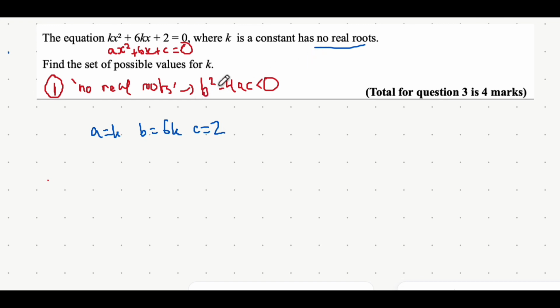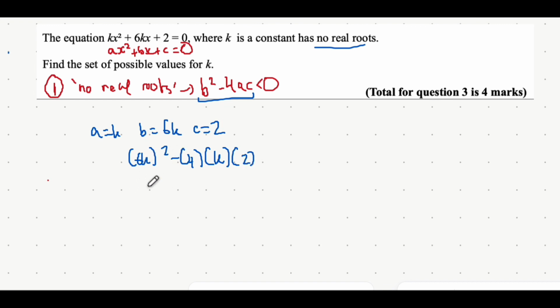Now, what we do where there are no real roots is we find an expression for b squared minus 4ac, and we set that as less than 0. So let's do that. So b squared is 6k all squared, minus 4. I'm going to write this in brackets because when you write brackets close together, that just means you're multiplying them. Multiplied by a, which is k, multiplied by c, which is 2 in this case.